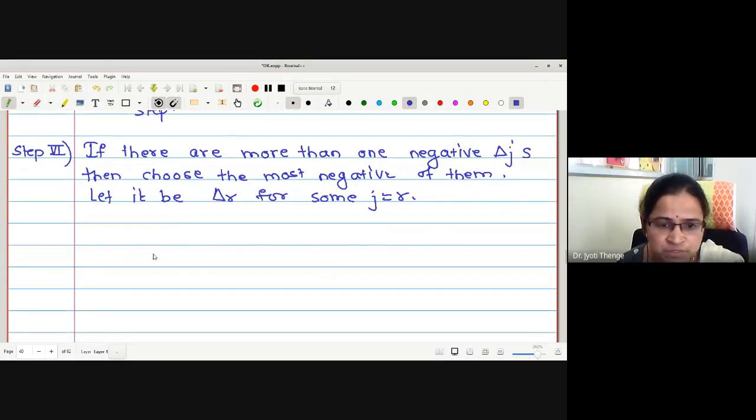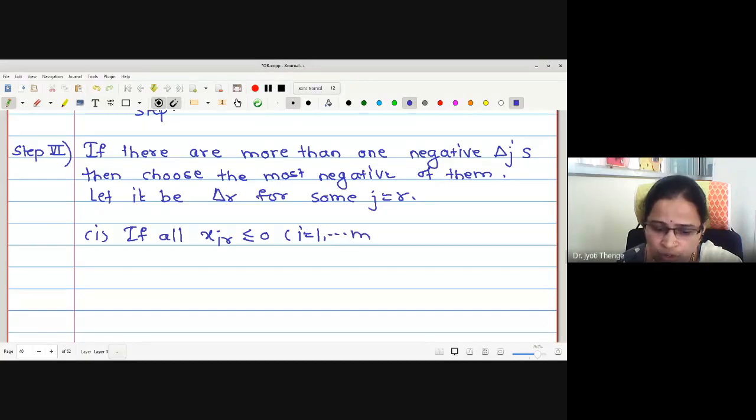Then we are going to observe the column entries of this rth variable. Again, I write two substeps here. If all xir, the column entries, are less than or equal to 0, for i equals 1 to m, then there is an unbounded solution. If all the values are non-positive, then there is an unbounded solution to the given problem.